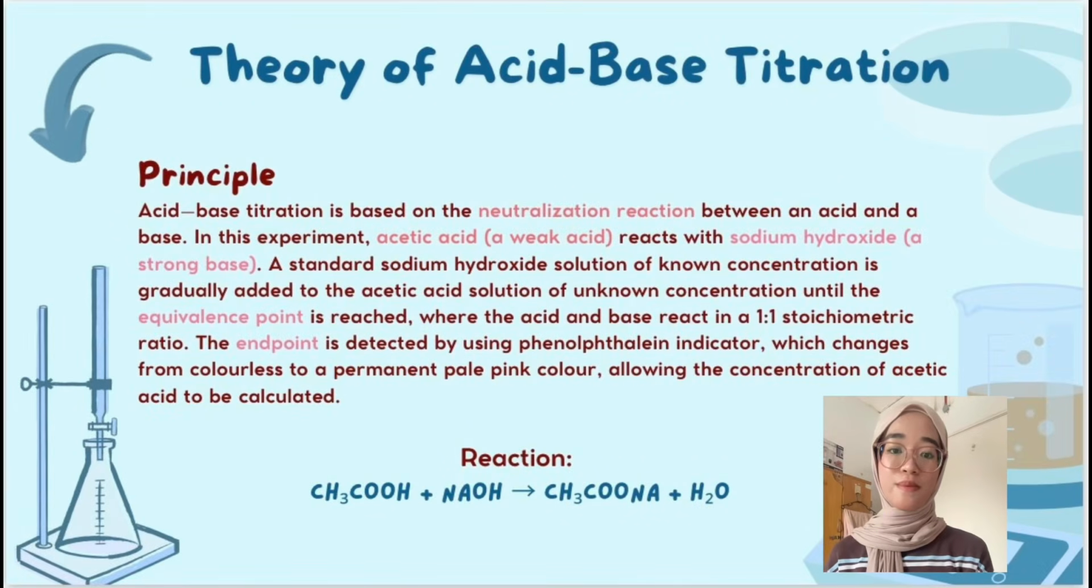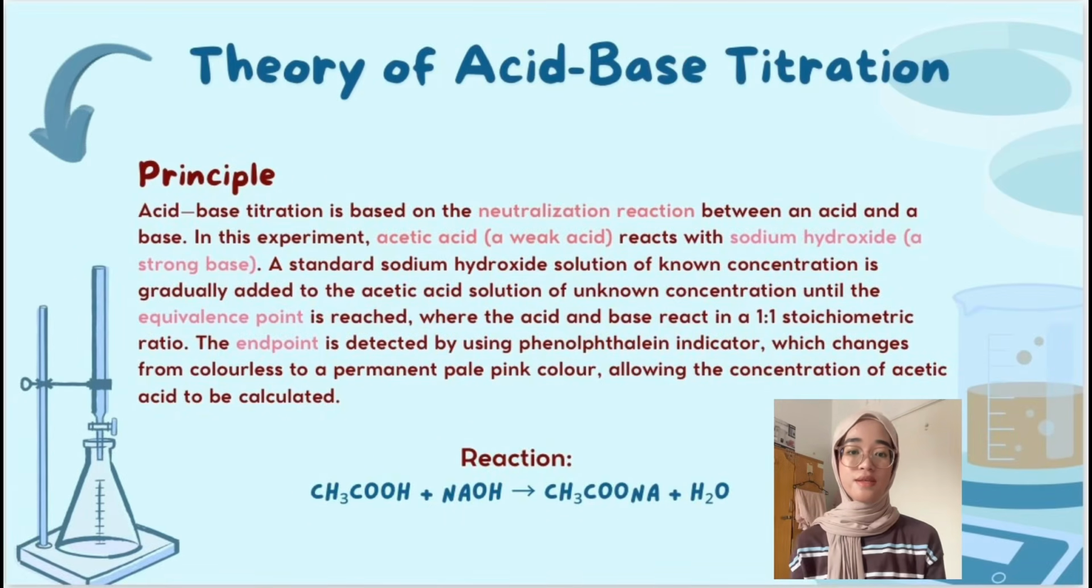Next, I will explain the principle of acid-base titration used to determine the concentration of acetic acid in vinegar. Acid-base titration is based on a neutralization reaction between an acid and a base. In this experiment, acetic acid, which is a weak acid, reacts with sodium hydroxide, a strong base. The standard sodium hydroxide solution with a known concentration is gradually added to the acetic acid solution of unknown concentration until the equivalence point is reached, where both substances completely react in a 1:1 stoichiometric ratio. The reaction is represented by this equation. Acetic acid reacts with sodium hydroxide to produce sodium acetate and water.